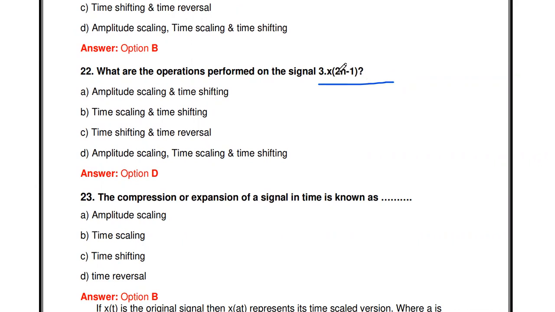Next, what are the operations performed on the signal 3 into x of 2n minus 1? Here, first 2n means time scaling. Then minus 1 is time shifting. Then this entire signal is multiplied with the constant 3, which is called amplitude scaling. So amplitude scaling, time scaling, and time shifting: the 3 operations are there in the particular signal.